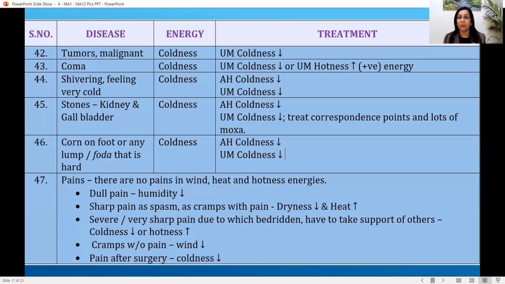But any kind of pain which is so severe that you are bedridden or have to take support of others is the third stage of pain. In that, you have to sedate coldness, or like I said, do the positive treatment first, so tonify hotness first. Cramps without pain are a movement problem. Because you don't have pain but the cramp is happening, that is wind energy. So in that case you sedate wind, because wind energy does not give any pain. And pain after surgery: surgeries of all kinds are coldness energy, because the organ has been cut. So for any pain occurring after surgery, you have to sedate coldness.